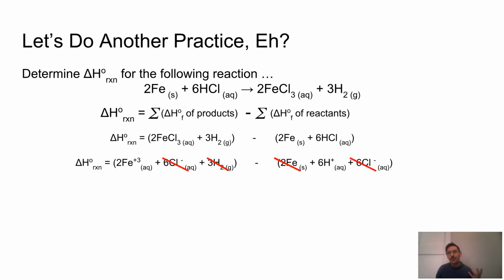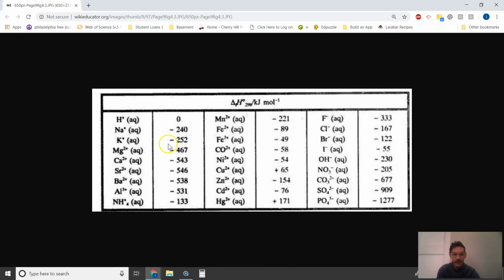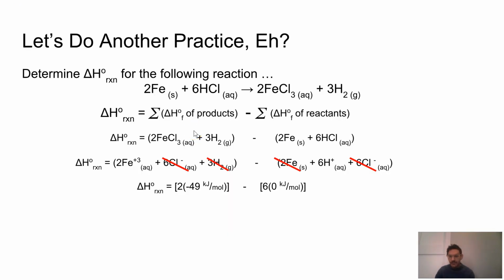And as I said, with those 6 chlorines on either side, if we're doing 6 chlorines here minus 6 chlorines over here, those we can get rid of as well. So our delta H of reaction turns out is just going to be equal to the iron plus that hydrogen. And if we look back at our reference table, we can see those values. Here we've got iron 3 plus as negative 49, and we've got hydrogen as 0. So it turns out our delta H of reaction is just going to be dependent upon this iron ion. And so we get a nice pretty answer of negative 98 kilojoules per mole.